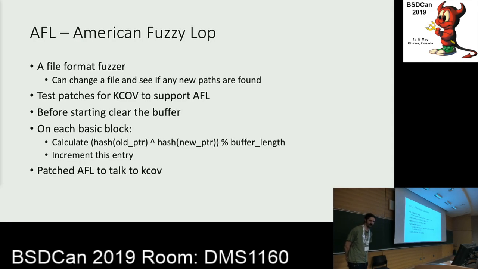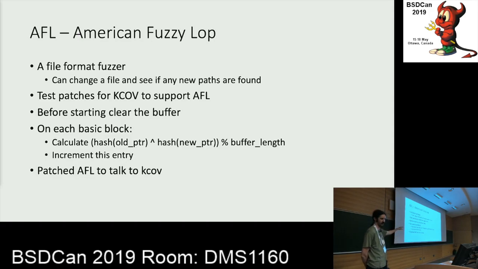The other one is, has anyone not heard of AFL? It's a similar fuzzer. It's a file format fuzzer, really. It takes a file, modifies it, and tries sending it. So it's really good for things that do parsing, for example, file systems. You can look at how it does this.